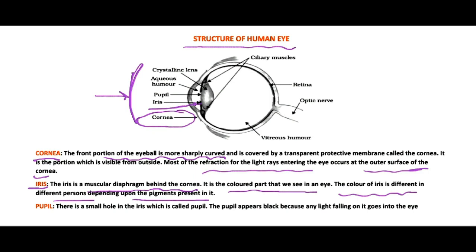The third point is pupil. Pupil is the small opening in the iris. This is known as the pupil. Pupil appears black because any light falling on it goes into the eye. That's why it appears black.